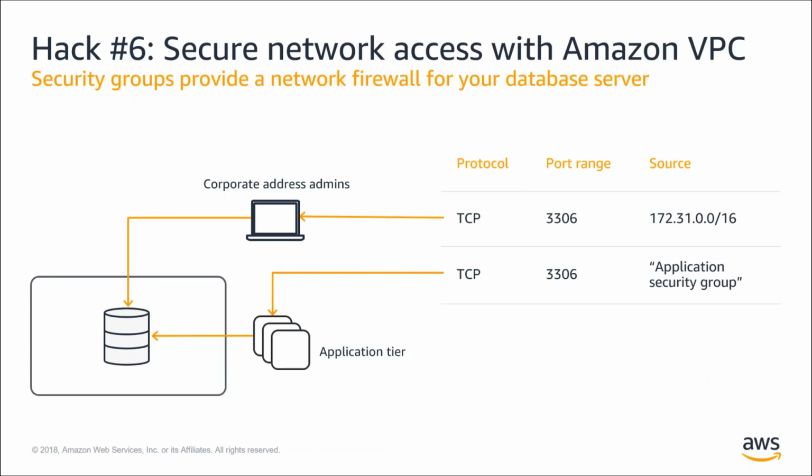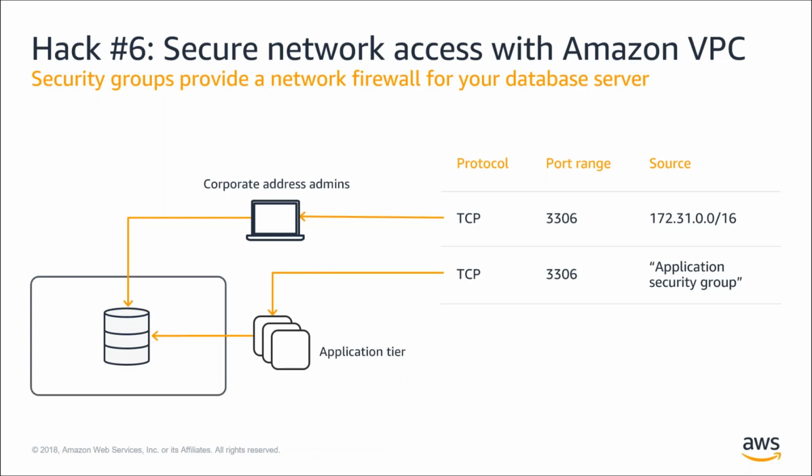Our hack number 6 is securing your Amazon RDS MySQL database with Amazon VPC. Now, with some cloud providers, you're forced to run your MySQL database at a lower level of security than you might have on premises. And that's why you can use Amazon Virtual Private Cloud with Amazon RDS. Now, Amazon VPC gives you the same level of control over your virtual networking environment that you have in an on-premise environment.